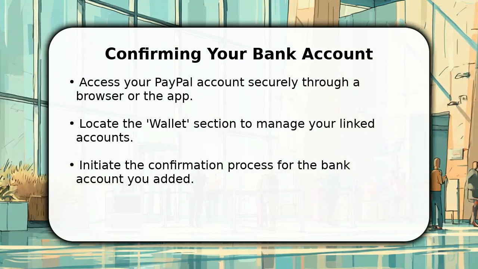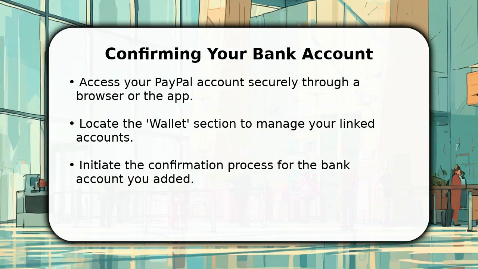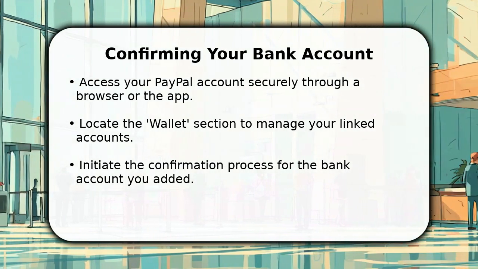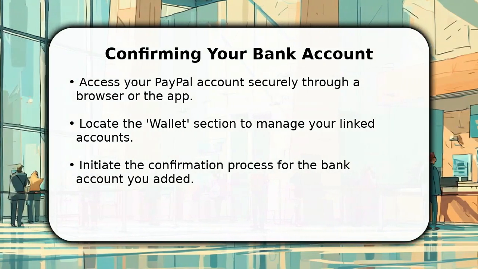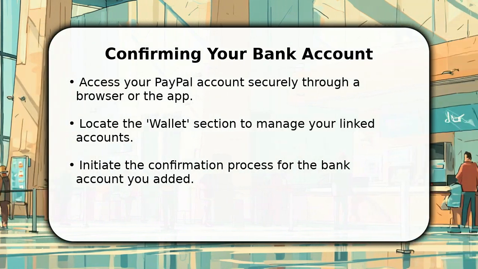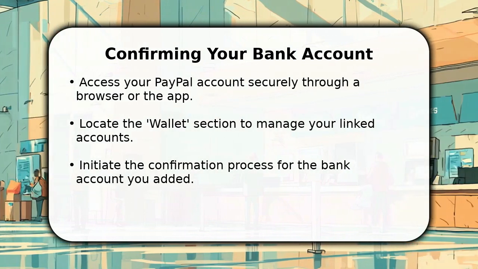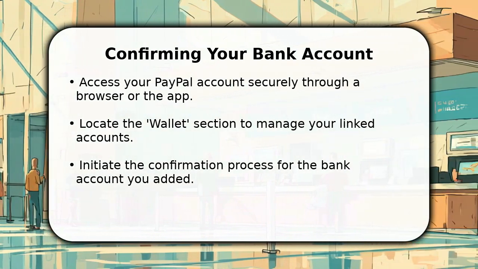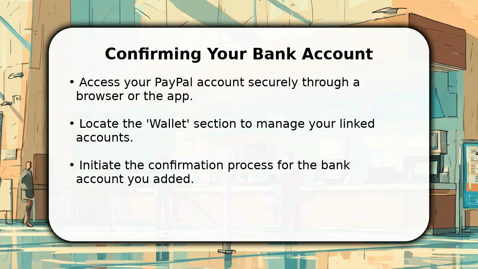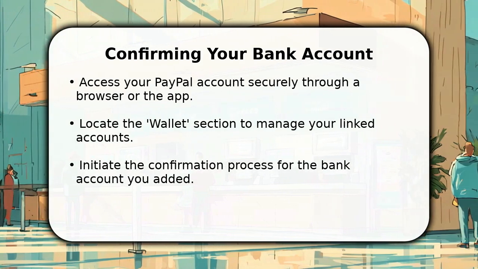Enjoy the video. In this video, I will explain how to confirm your PayPal bank account. First, log in to your PayPal account from a secure browser or the official app. Navigate to the Wallet section, which is usually found at the top or side of your dashboard. Then, select the bank account you wish to confirm and follow the on-screen prompts to start the verification process. This initiates the crucial next step for full account access.